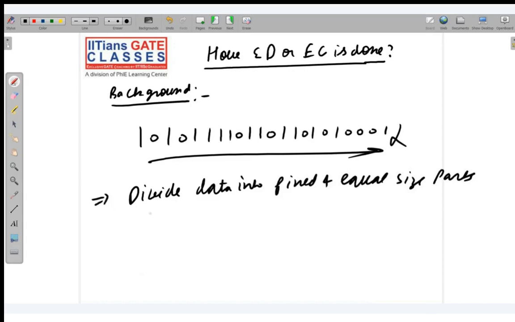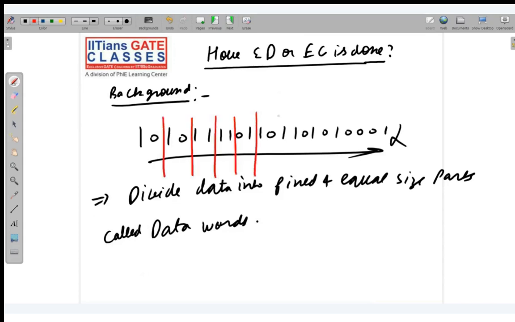These fixed and equal size parts are known as data words. For example, I can take a size of 2. If I take a size of 2, then for data like 10101111010101, it will divide this data into fixed and equal size parts, and let us suppose the size is 2. Now it will not send this 10 as it is.